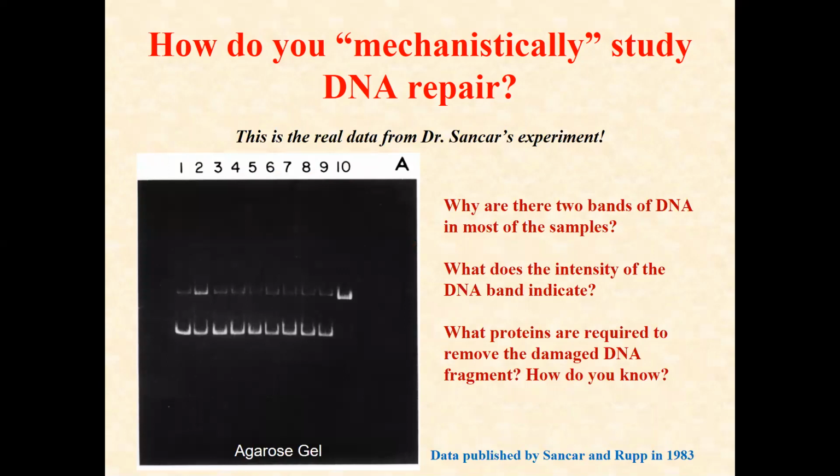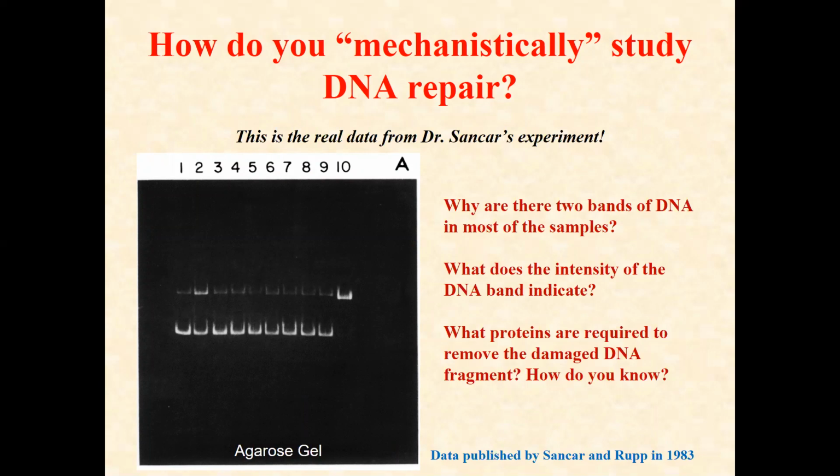There are two bands of DNA in most of the samples because there is a small amount of DNA that is already relaxed. The intensity of the band is directly proportional to the amount of DNA present in each band.